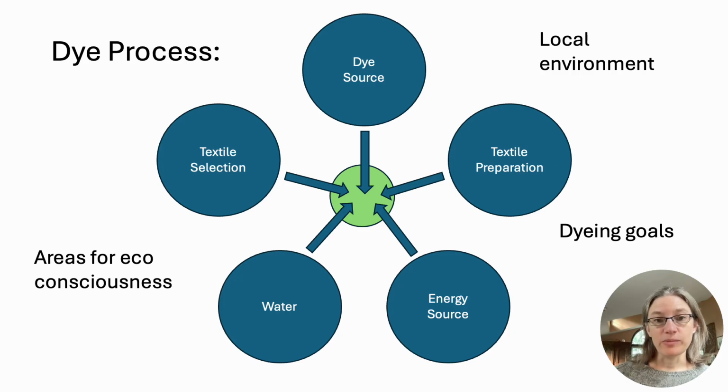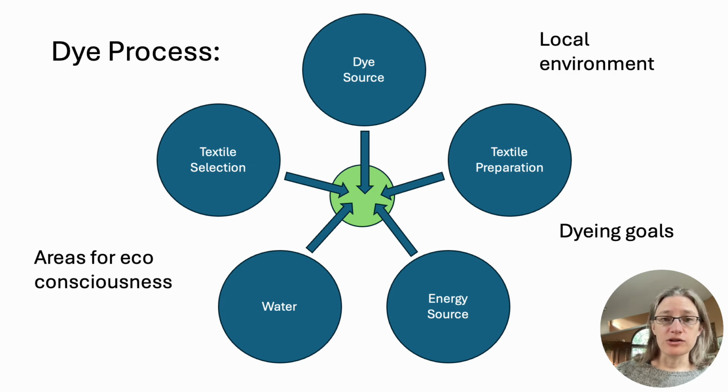This is the outline we'll be using today, which is a general overview of the dye process in natural dyeing. Maybe you're familiar with natural dyeing, maybe you're not, but it is a little bit more complicated than our traditional or acid dye processes. So we'll talk about where we source our dye, where do we actually get the materials that we're going to use to make the colors. We'll talk about where we source our textiles from, some different options for that. We'll talk about textile preparation.